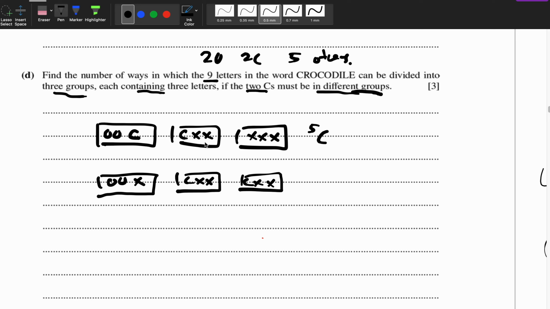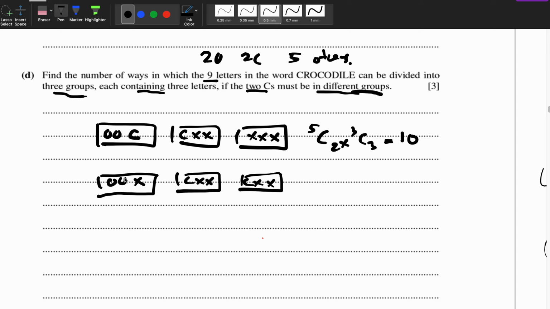So it's 5C2, choose 2 from here. Then the other 3 will be chosen for another group. The remaining 3 will go to the last group. So this is 3C3. 5C2 is 5 times 4 over 1 times 2. So this is going to be 10. Okay.